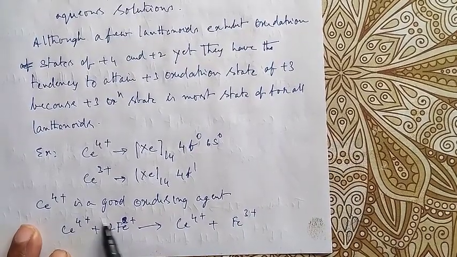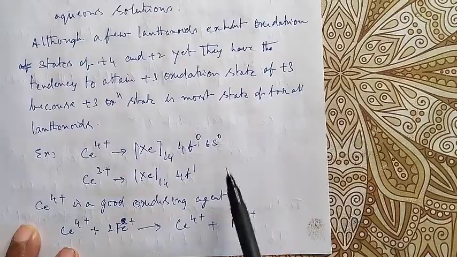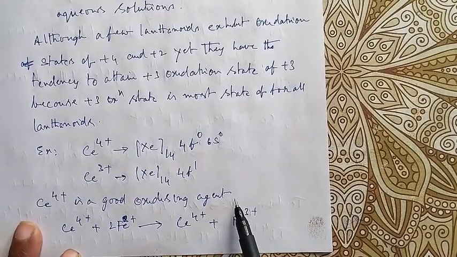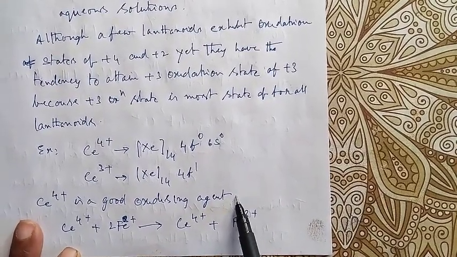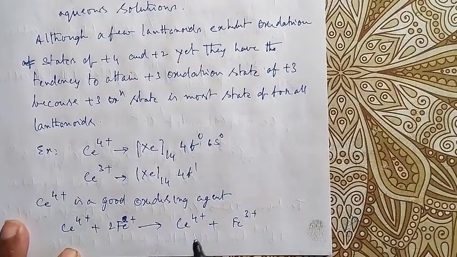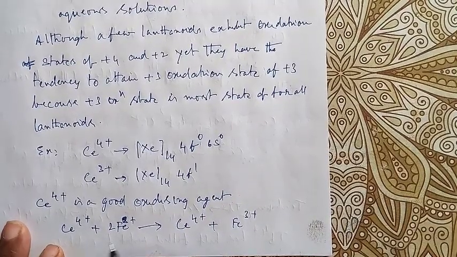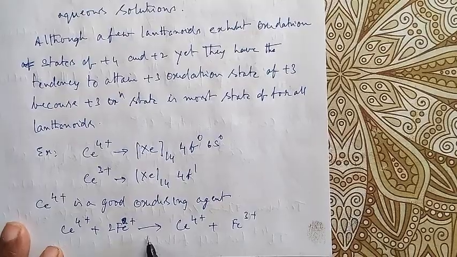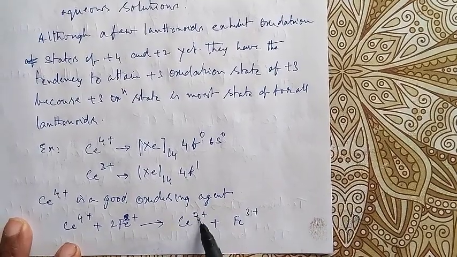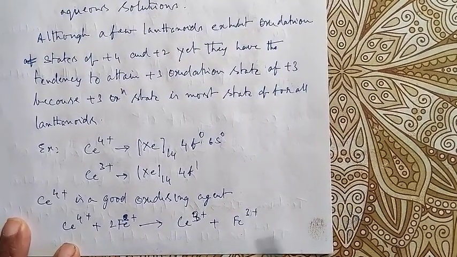Therefore, Ce4+ is a good oxidizing agent, that is, it takes electrons from other substances, therefore it oxidizes other substances and itself undergoes reduction. That is, Ce4+ + Fe2+ gives Ce3+ + Fe3+.